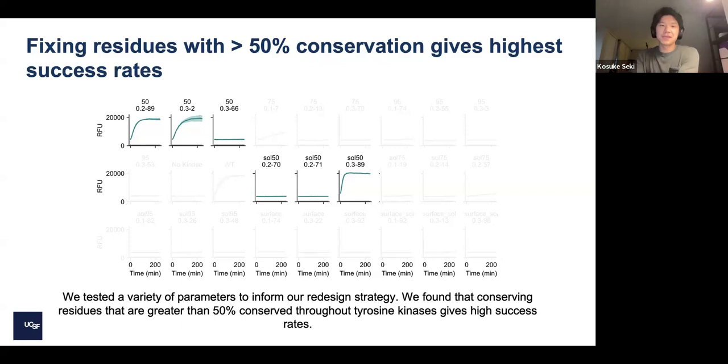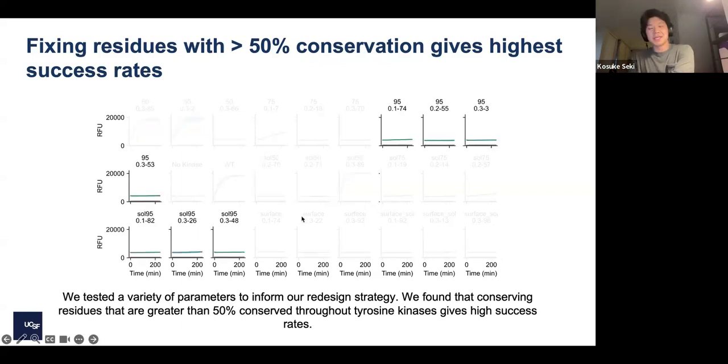And just to show you some failed cases, here are some examples of what happens if you give the model basically the freedom to redesign almost all residues except for only the most conserved residues. You can see that in general, these protein designs don't really work very well. And so we were able to figure out how to use these models in order to give us sequences that are active.